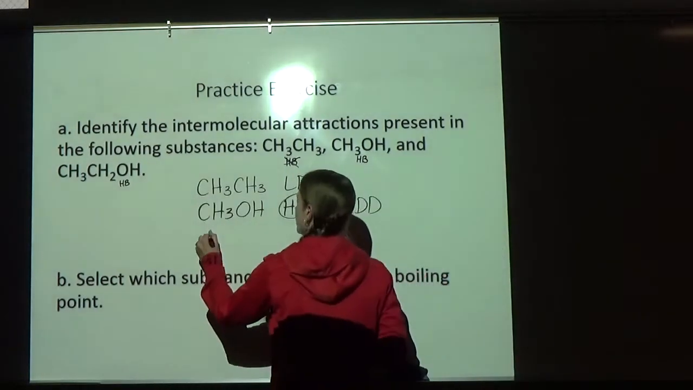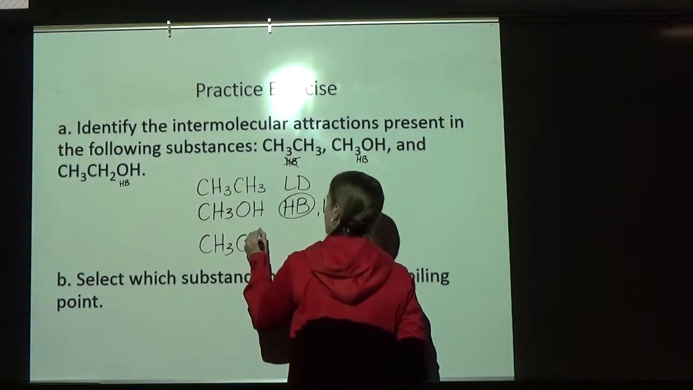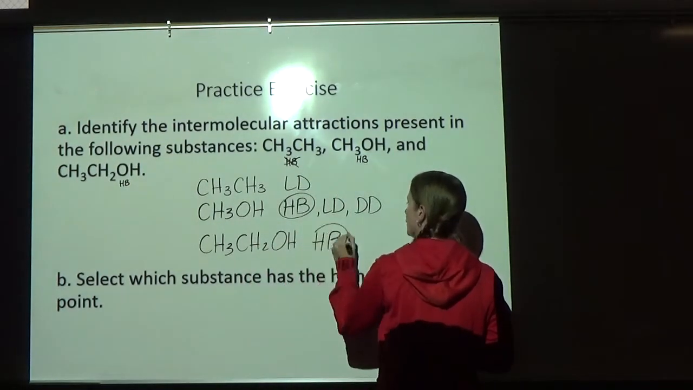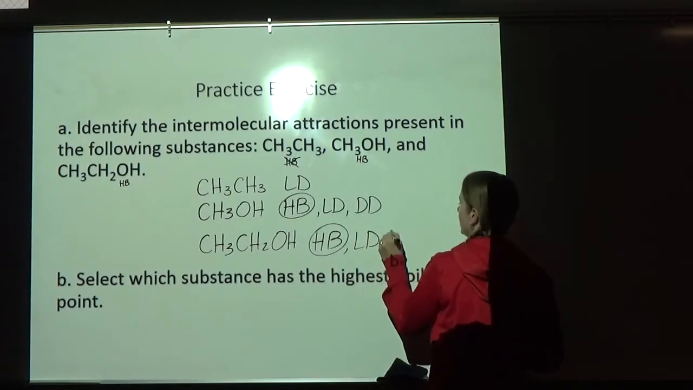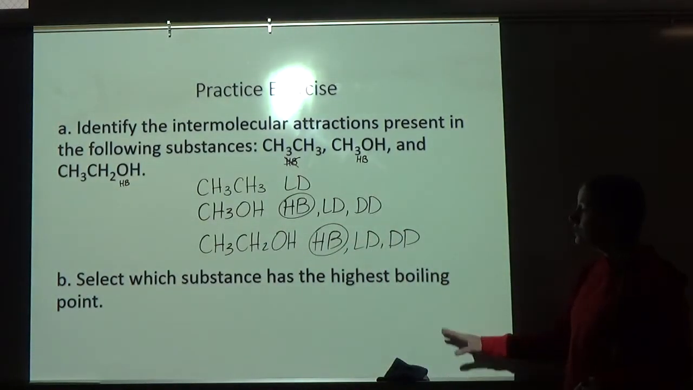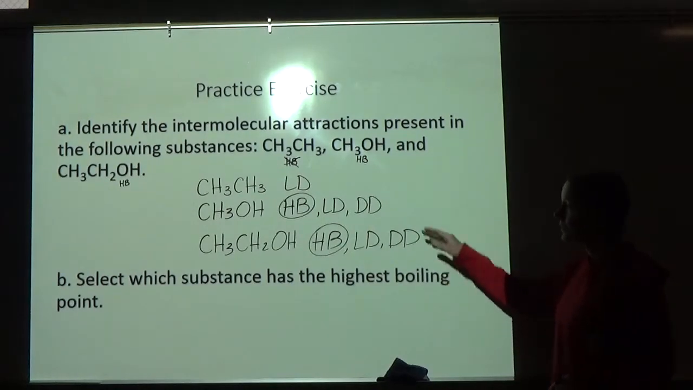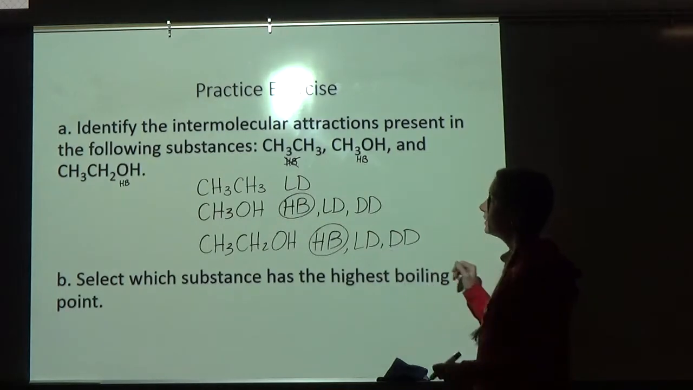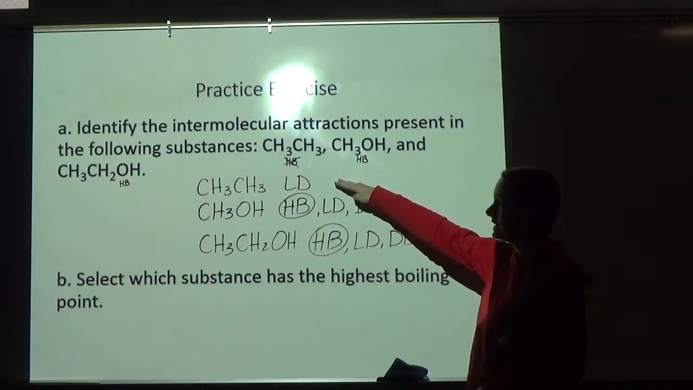And then our last one too, CH3CH2OH, would again have hydrogen bonding because of that OH, but it would still have London dispersion and dipole-dipole because they're additive. And then it says which substance has the highest boiling point. Well, these two have the most intermolecular forces, so clearly I can go ahead and discount CH3CH3.